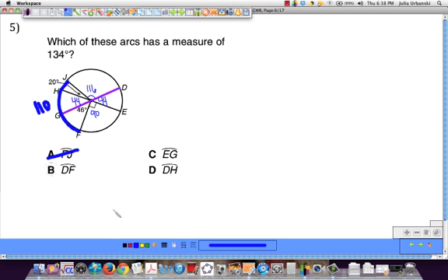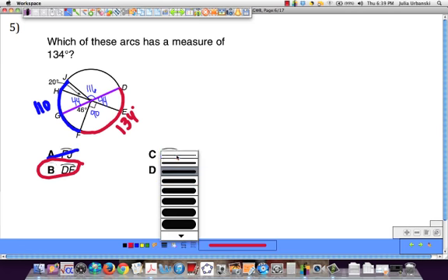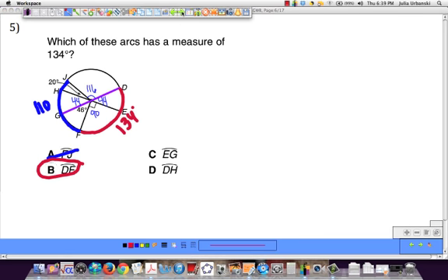Now let's try the next one, DF. I'm just going in order. DF starts here and it ends here, so I'm going to try that one. Well, the 2 pieces are 90 and 44. When you add 90 and 44 together, you get 134, and that's the one they're looking for, so that's the one I want. Just keep trying the answers until one of them matches the answer that you wanted.